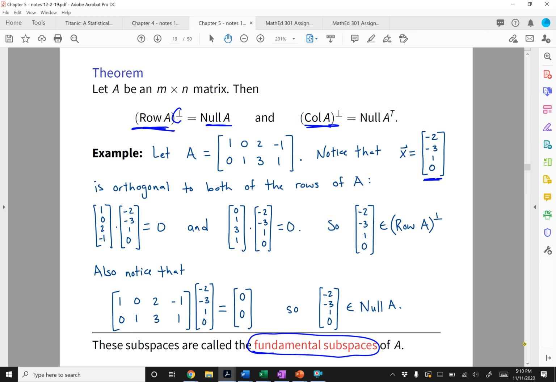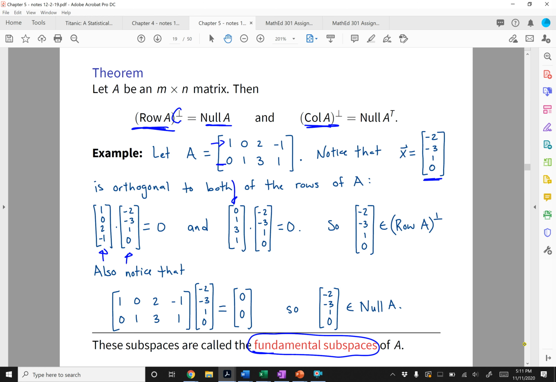Notice that how to find these is a little bit different, but we're just telling you, look, this one is perpendicular to this first row. If we write that 1, 0, 2, and minus 1, we get it right there. If we dot product with x, we get 0. And same thing with the second row. If we write that down, dot product with x, we get 0.